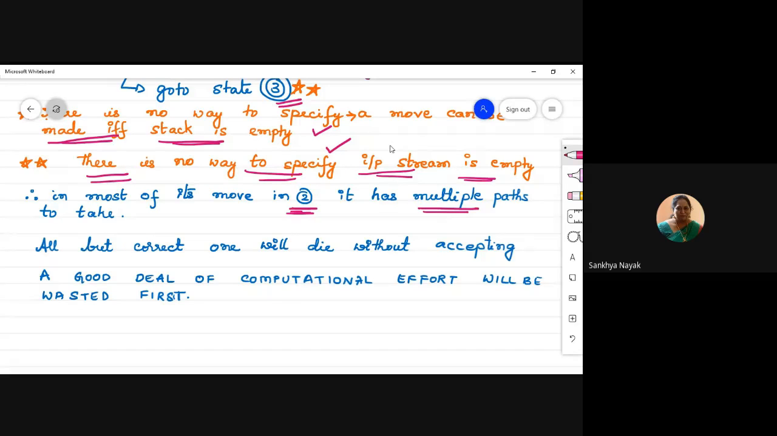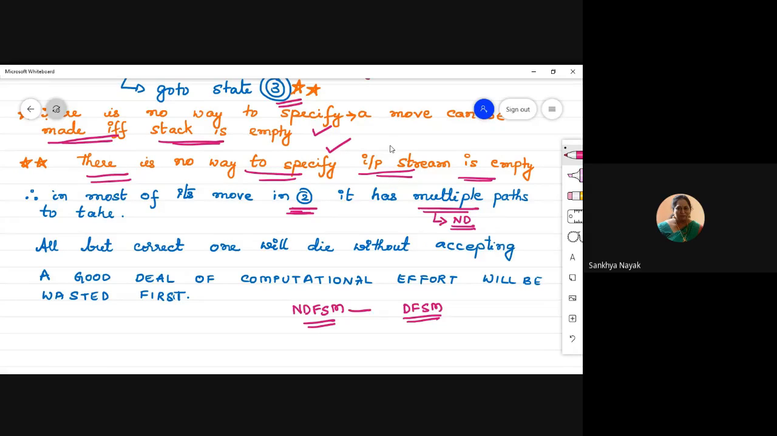Is there any problem in multiple paths? That is there in the definition of non-determinism, isn't it? Taking multiple paths. But if you remember, when we studied DFSM and NDFSM also, we preferred DFSM because it doesn't waste any effort. It is deterministic, only one action per condition. But NDFSM is, you will be doing multiple actions per condition.